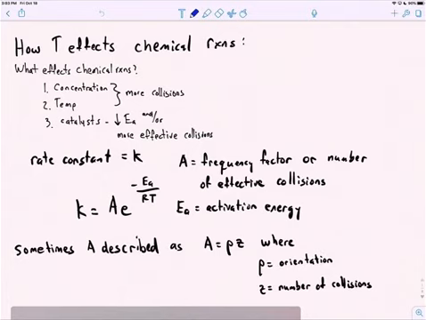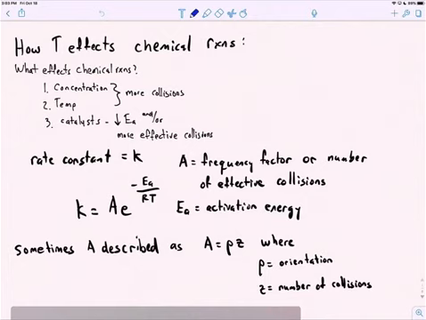First of all, how does temperature affect chemical reactions? So maybe back up. What affects chemical reactions? If we want to increase the rate, one of the ways we increase the rate is we increase the concentration. Another way is we increase the temperature. The concentration and the temperature are both related because they have more collisions. So concentration is more stuff.